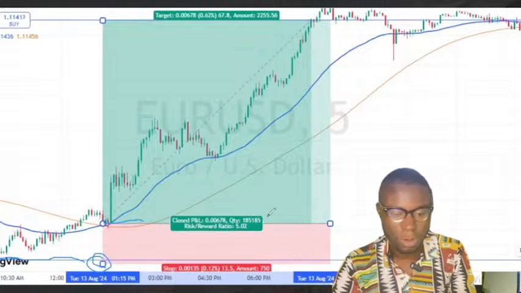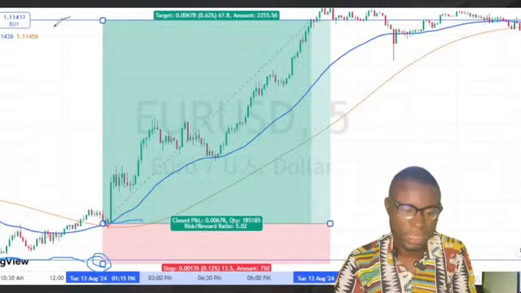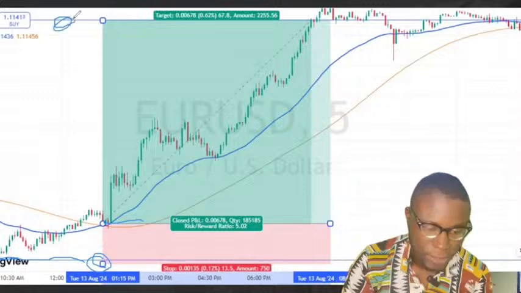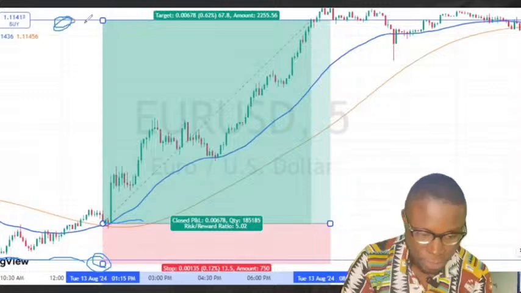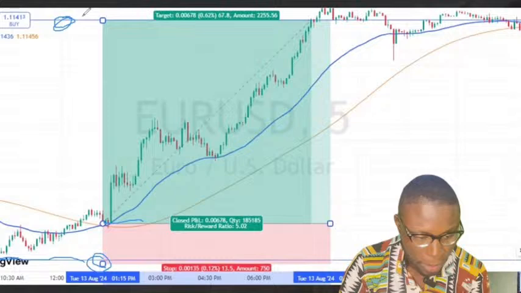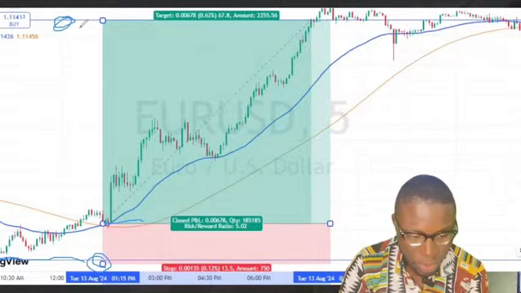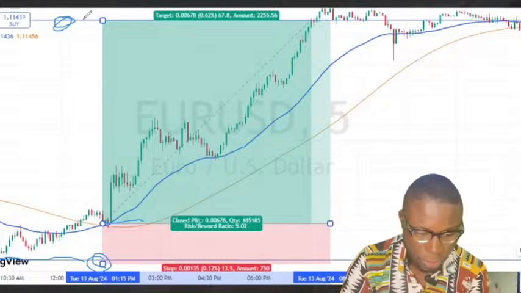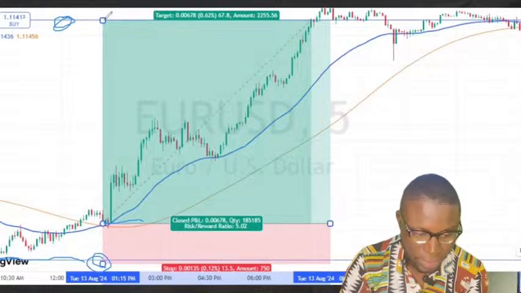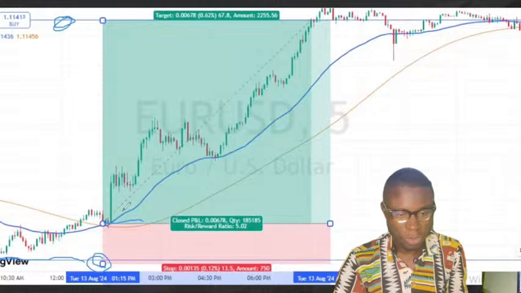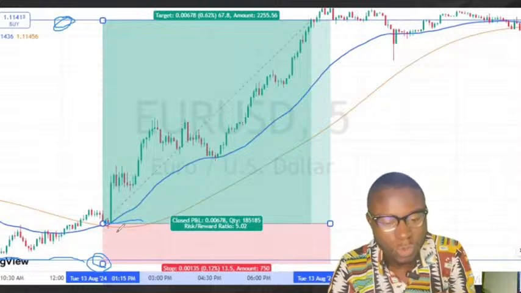Because if you look, I have this line here. That was the previous high from the higher time frame. I also looked at the higher time frame. That's why I placed my target here. Then when I placed my target here, I was also trailing the stop. I was trailing it with my moving average.